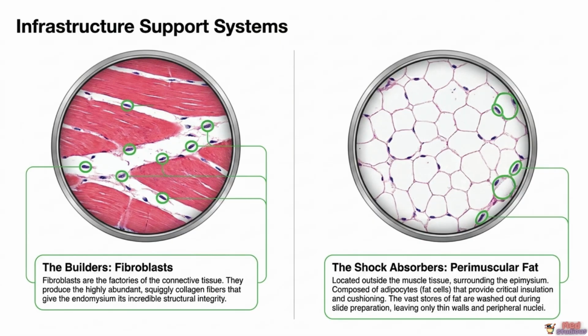When you view this on an H&E slide, the fat cells look like large, empty white voids with tiny peripheral nuclei. This is because the harsh alcohol chemicals used during the slide preparation process completely dissolve and wash out the massive lipid droplets, leaving only the empty cellular outline behind.